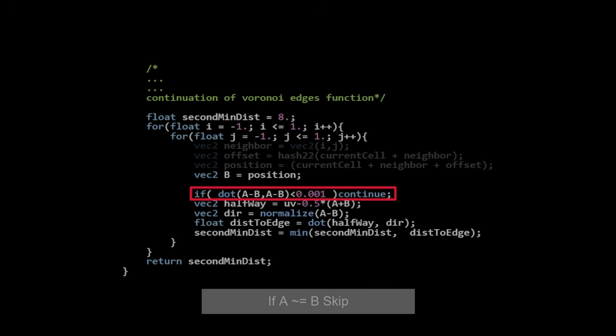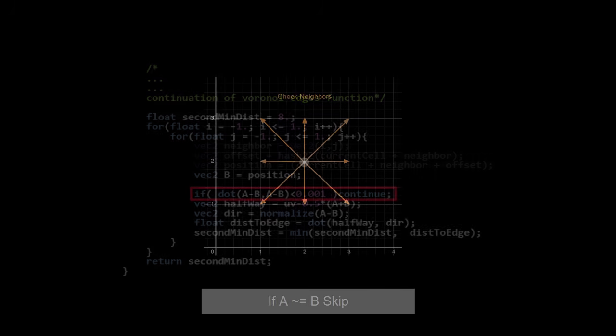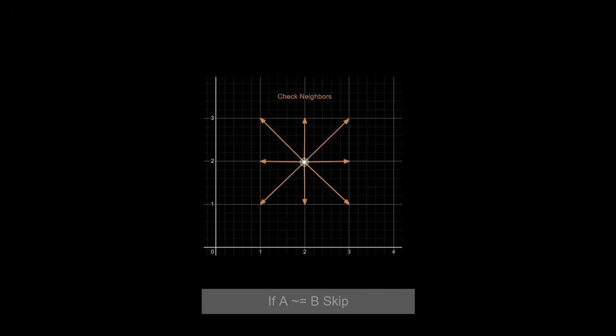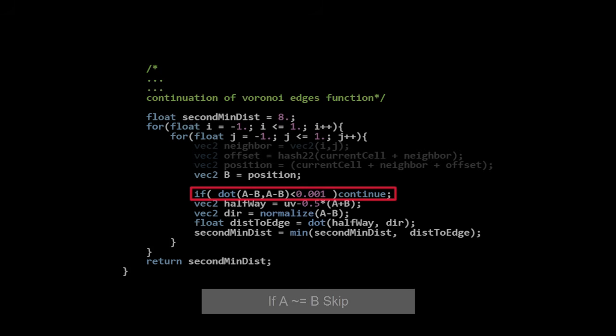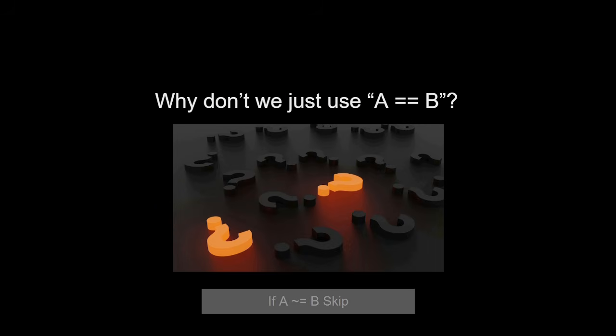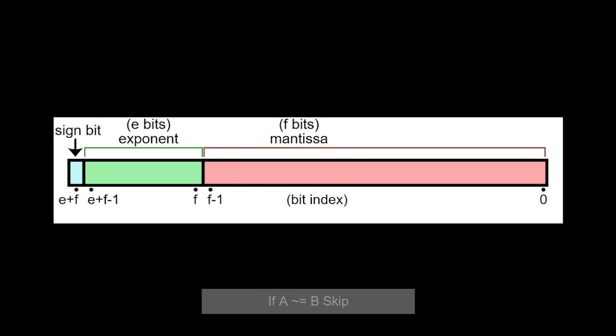What we're really asking is, are a and b the same vector? We have to check this because at some point they will be the same, because we're producing the same 9 positions as earlier. If a and b are the same, we'll use continue to skip the rest of this round. Now you might ask, why don't we just use equals equals? The reason is because floating point numbers have limited precision. Vectors a and b could end up not being exactly the same, even though logically they should be, so this lets us get around that.